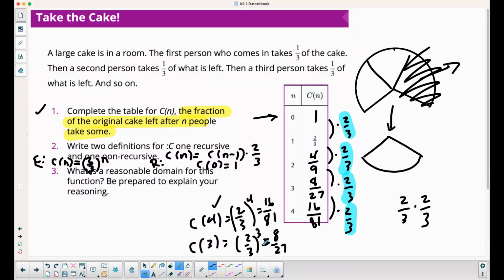All right, last thing. What's a reasonable domain for this function? So basically for n, obviously you're not going to have negative people taking cake, because n represents, always important to go back and look, what does it represent? N represents the number of people that have taken cake. So n has to be greater than or equal to 0.